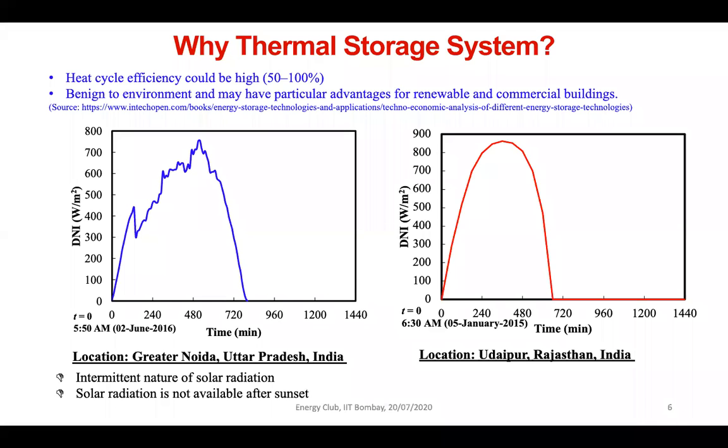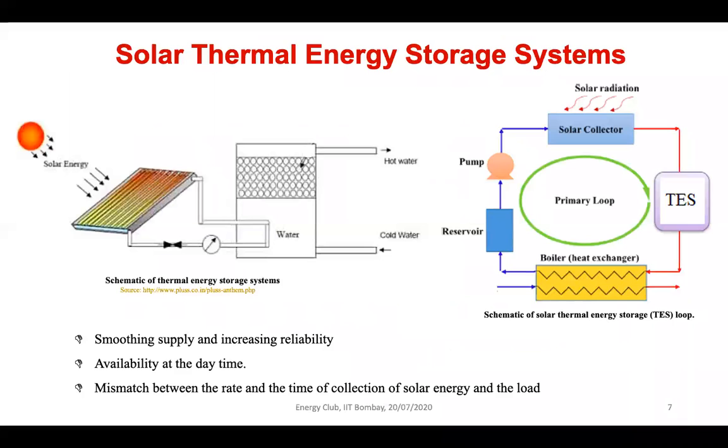So you can understand there are two aspects. One is to remove the intermittency in the solar radiation. Another one is the non-availability of solar radiation after sunset. So these two things we are keeping in mind and trying to develop thermal energy storage. Now, depending on the objective, the technology actually varies. Now, to give you some idea of how thermal energy storage works.